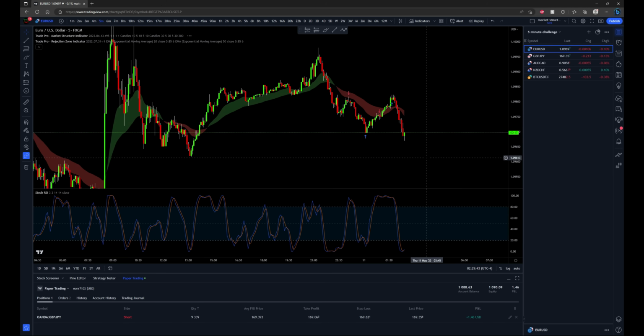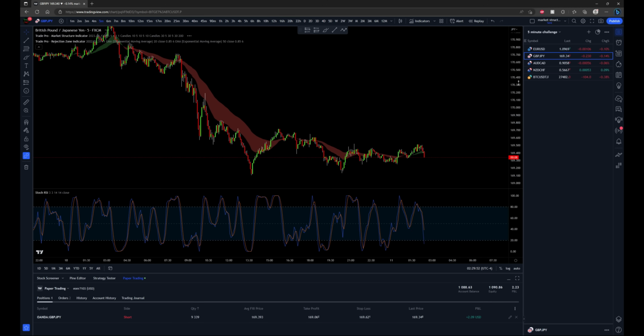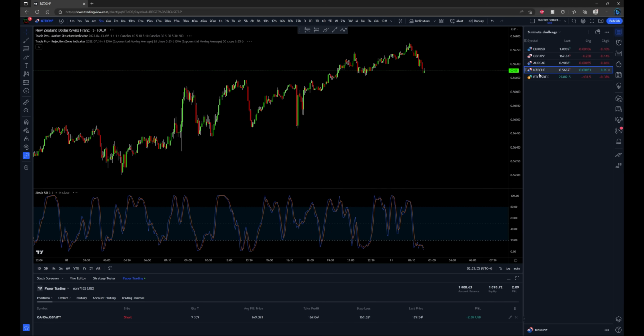but it is what it is. It got stopped out, just ticked it, before going in its favor. So it's unfortunate, but it happens and will continue to happen. So we'll continue to look for setups here.